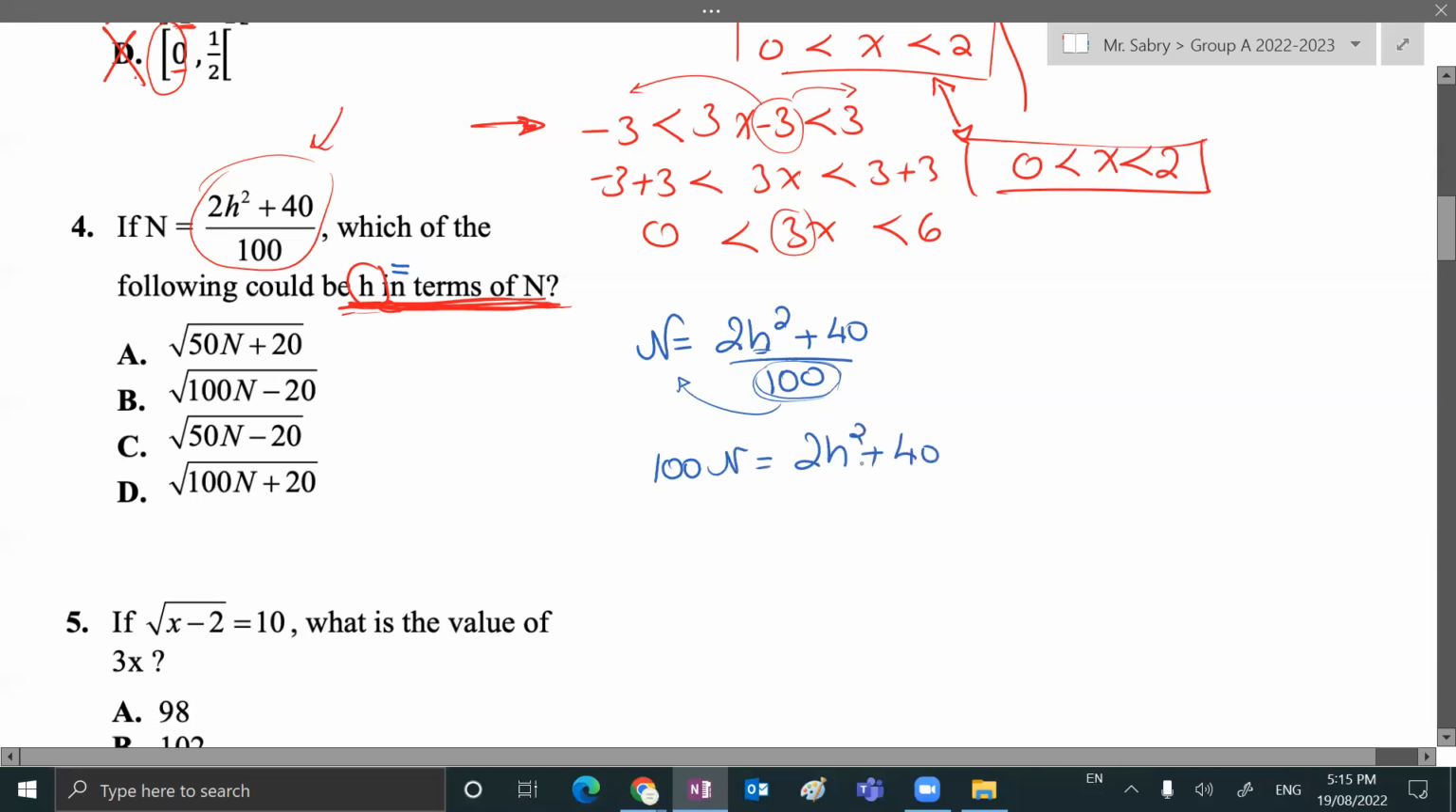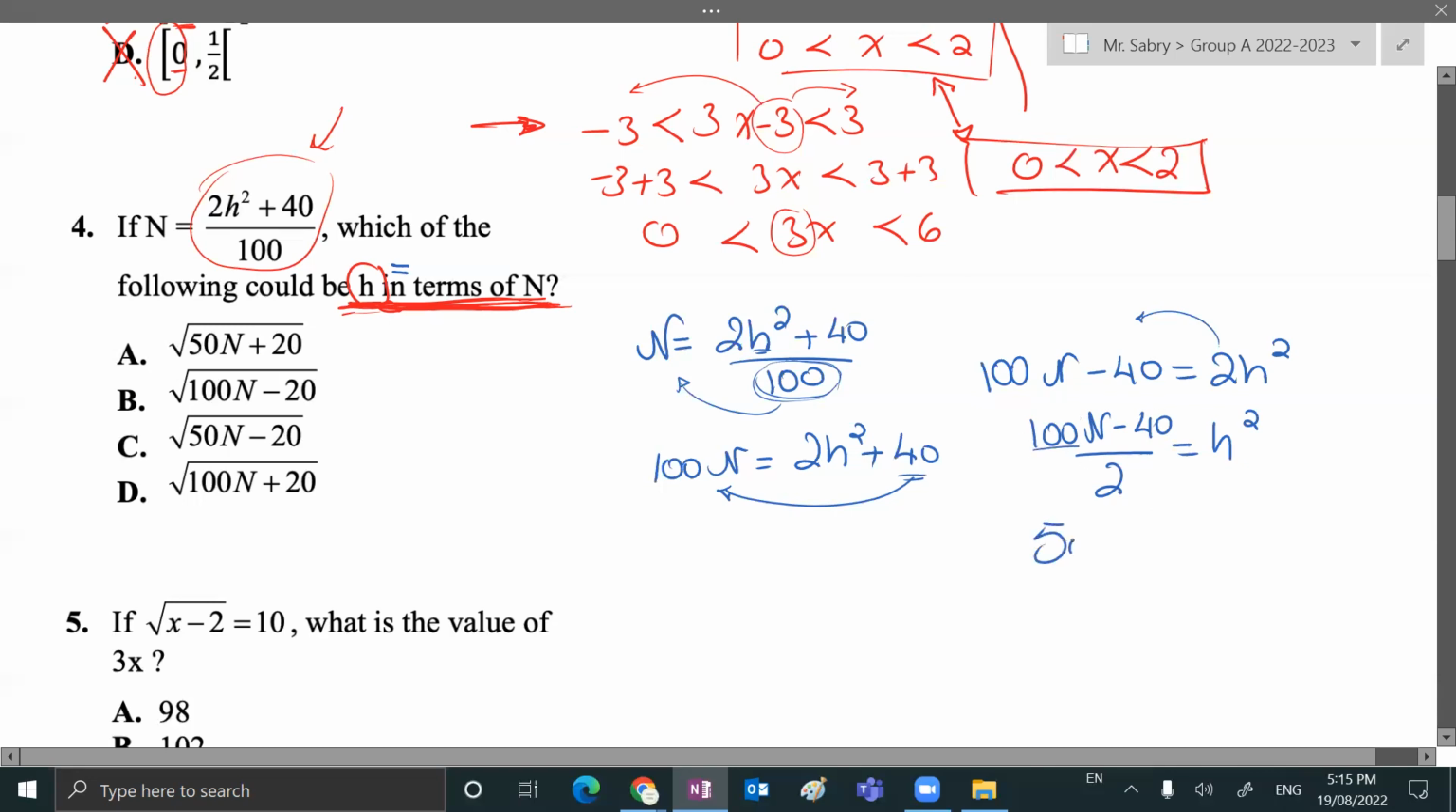Then now I need to move الحاجات اللي حوالين ال h to the other side. We always start من بعيد لقريب. So I'll start with the 40. So I'll have 100n minus 40 equals to 2h to the power of 2. Now I'll move the 2 to the other side by division. When I divide, it will become 100n minus 40 divided by 2 equals h to the power of 2. Now I'll divide each part by 2. 100 divided by 2 is 50n. 40 divided by 2 is 20. All of this is equals to h power 2.